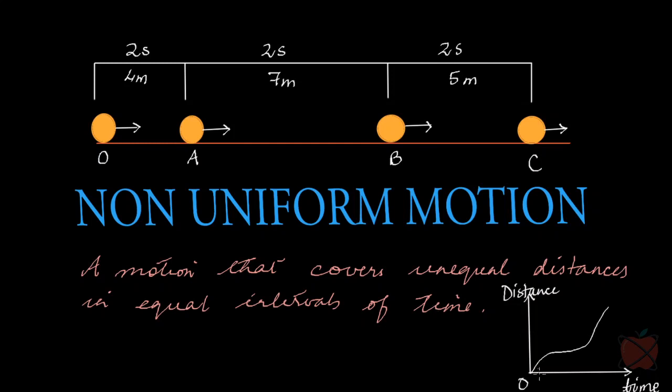As you can see from this graph, the graph is not a straight line graph, but is non-uniform. It is a curve. So this is what we are going to study in this chapter 3, uniform and non-uniform motion.